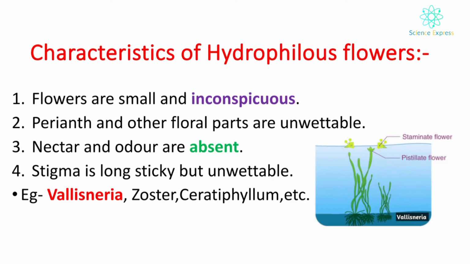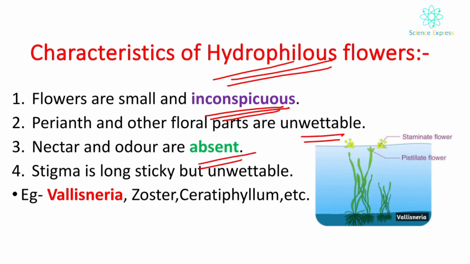Next one, pollination by the water, that is hydrophilous flowers. Flowers are small and inconspicuous. Perianth and other floral parts are unwettable. Nectar and odor are absent. Stigma is long, sticky but unwettable. Clear? Okay. Example, Vallisneria, Zostera.